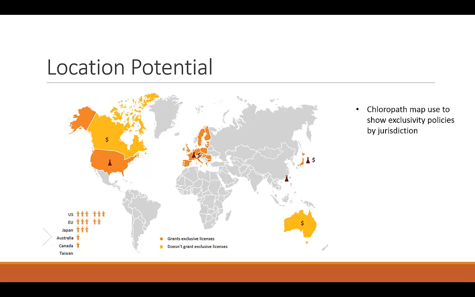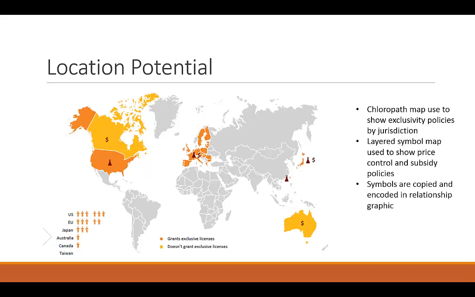Location potential is explored using a choropleth map that uses colors to encode whether or not a jurisdiction has exclusive or non-exclusive drug licenses. In addition, a symbol map has been layered over that shows how price controls and subsidy policies have also been adopted by various jurisdictions. These symbols are also copied from the relationship graph.